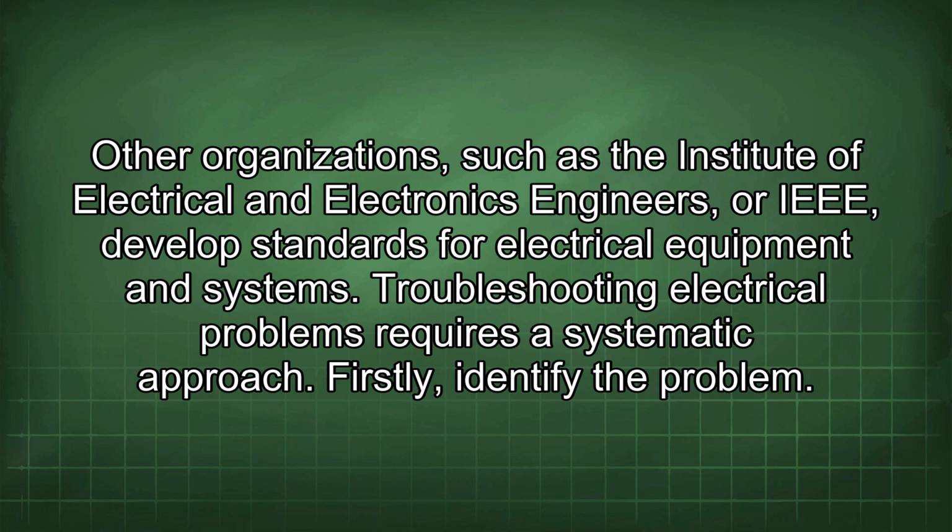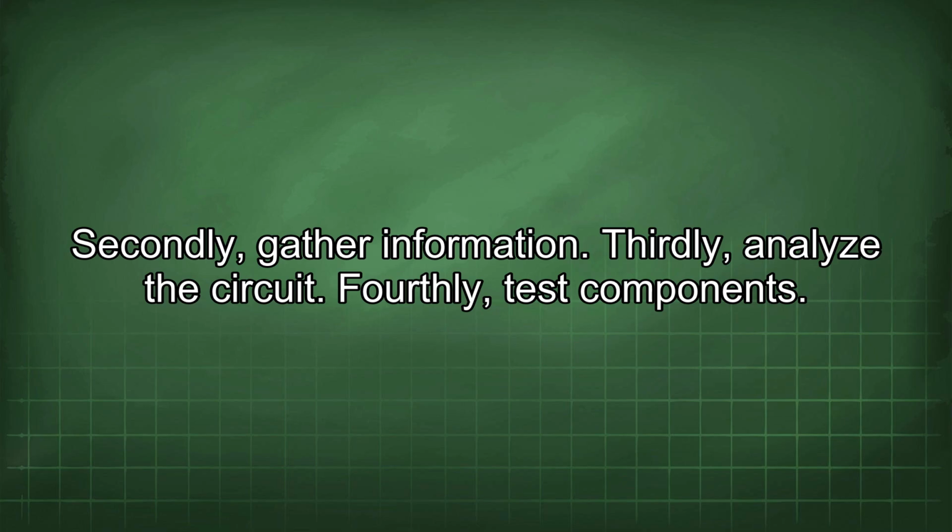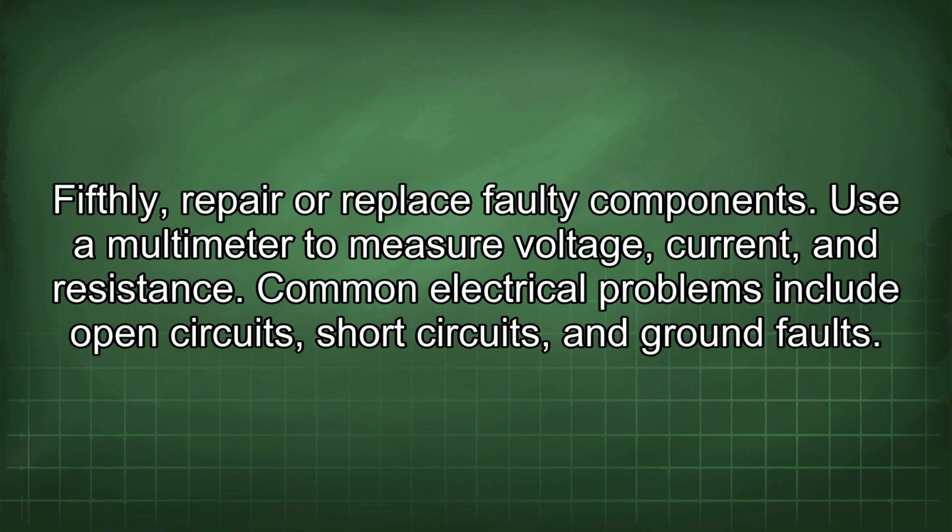Troubleshooting electrical problems requires a systematic approach. Firstly, identify the problem. Secondly, gather information. Thirdly, analyze the circuit. Fourthly, test components. Fifthly, repair or replace faulty components. Use a multimeter to measure voltage, current, and resistance. Common electrical problems include open circuits, short circuits, and ground faults.